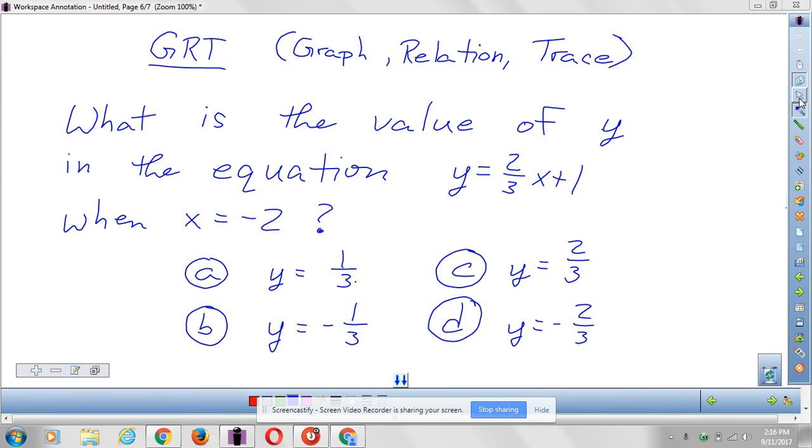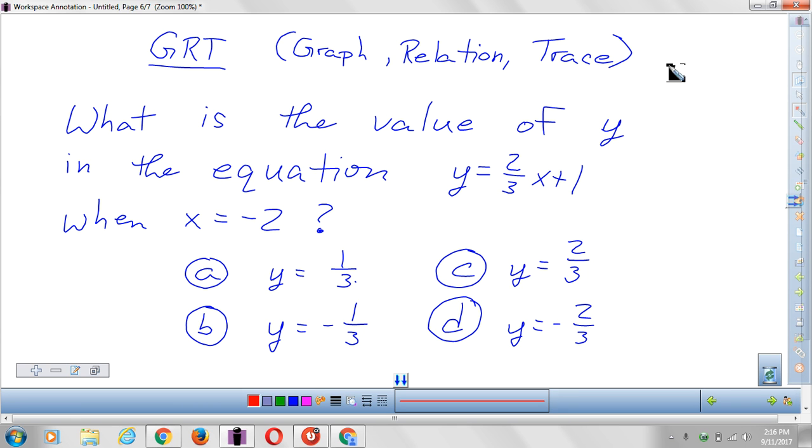Okay, welcome back. This is the second video about GRT. In the previous video, we went over the concept behind GRT, and the concept is very simple. Once again, to review, the concept is based on the idea that on the left of an ordered pair is the letter X, and on the right of an ordered pair is the letter Y. And we're going to see how we can use that in our TI-Nspire calculator to do this strategy called GRT.